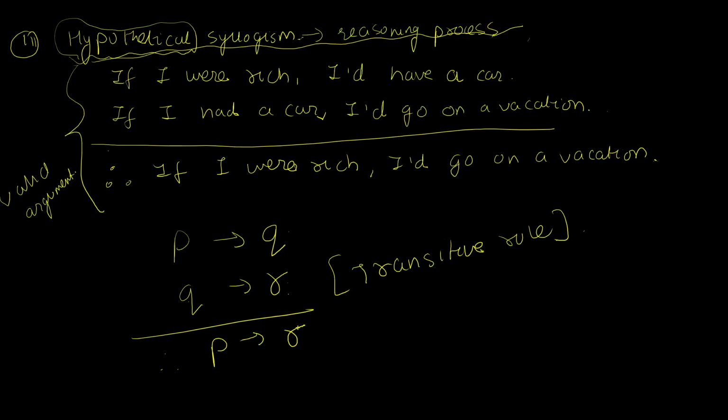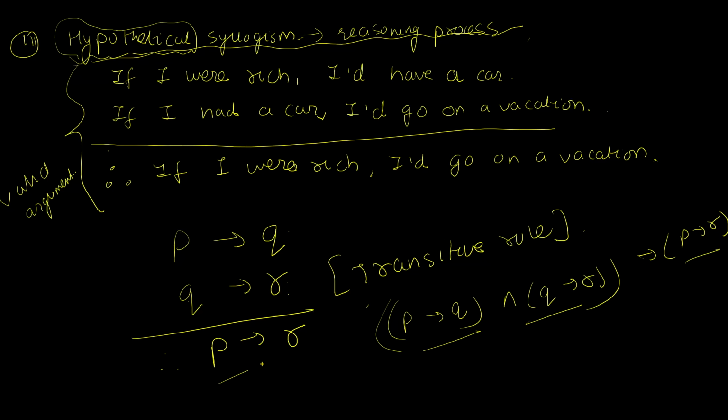And can we try to write this formally? P implies Q and Q implies R. And I can use this whole thing to imply P implies R. Okay, it's just the same pattern. This and this implies whatever the conclusion is.